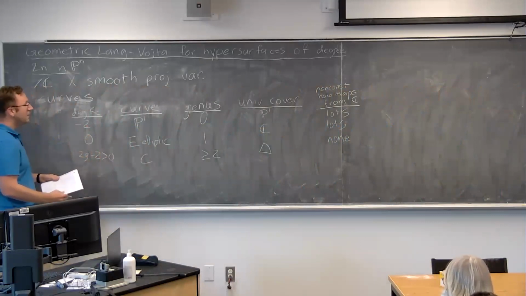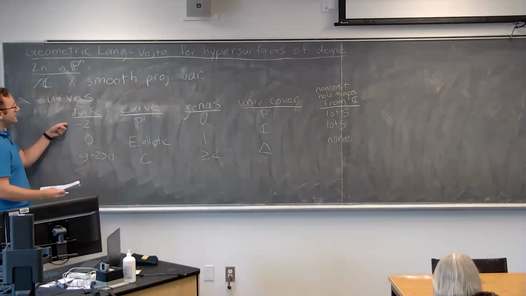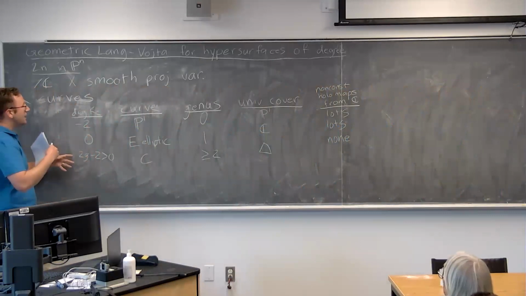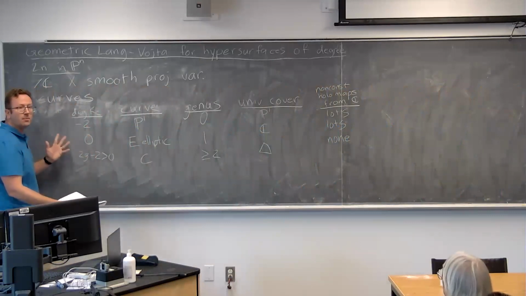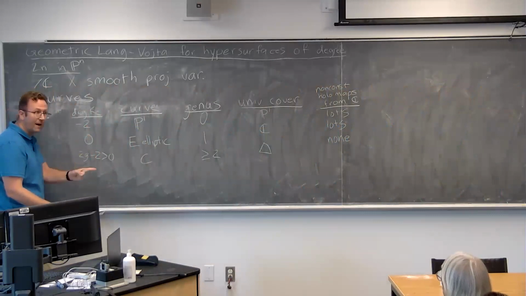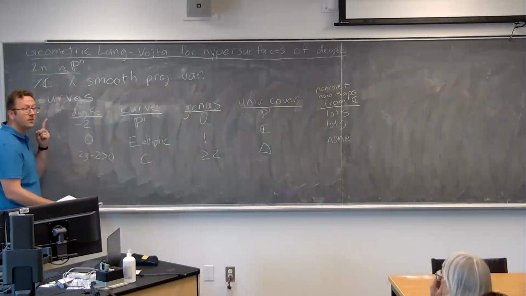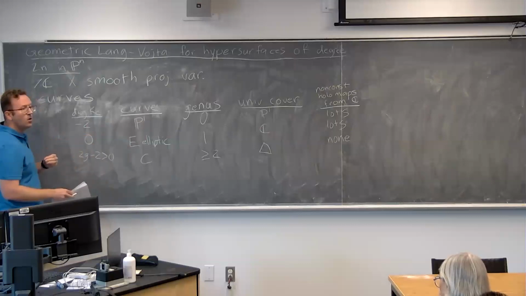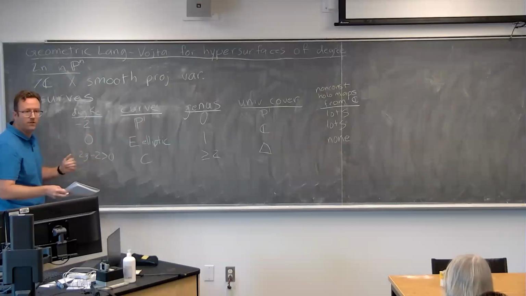The goal is that this sign, negative, zero, or positive, should govern all sorts of properties of the geometry of the varieties. It should govern the rational points on these varieties. It should govern the curvature properties. It should govern the holomorphic maps from C, and it should govern other things too.